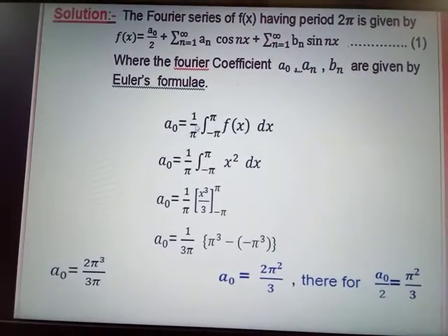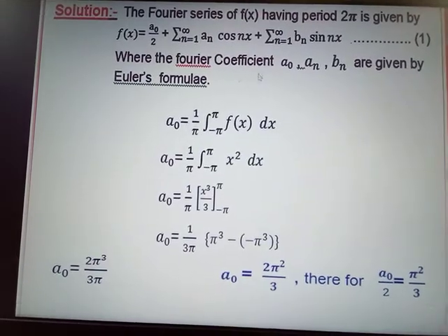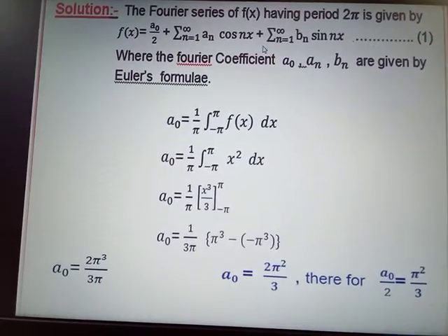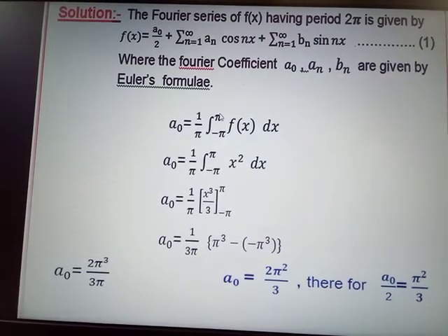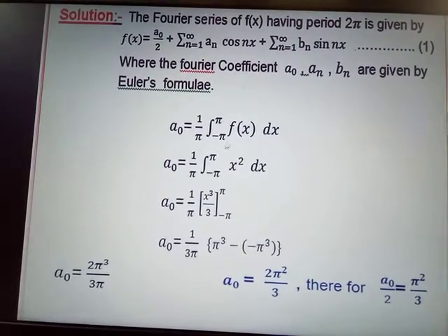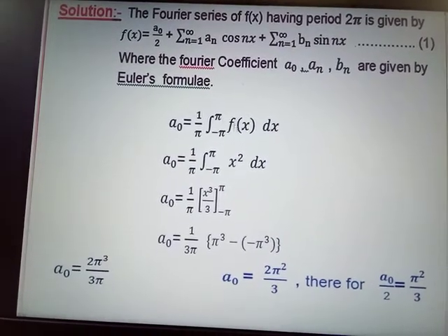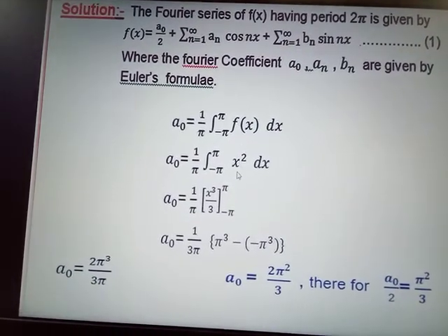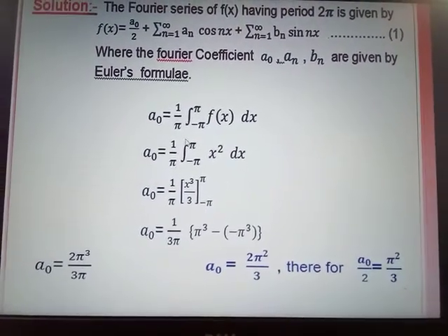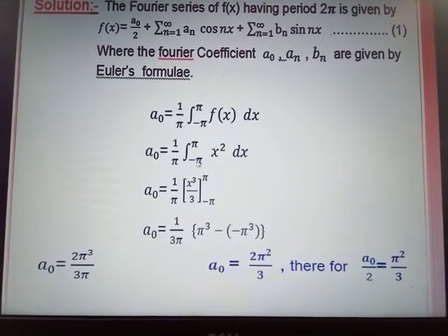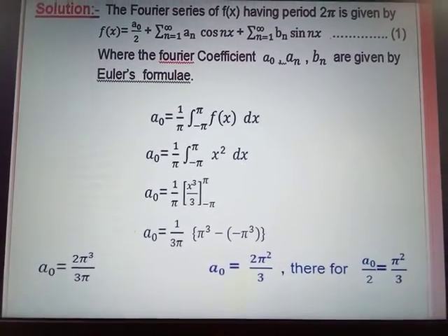Those are: a naught is equal to 1 by pi. Here in our given example x lies between minus pi to pi, therefore our limits are minus pi to pi, integration from minus pi to pi f of x dx. We know that f of x is x square, therefore a naught is equal to 1 by pi integration from minus pi to pi x square dx.